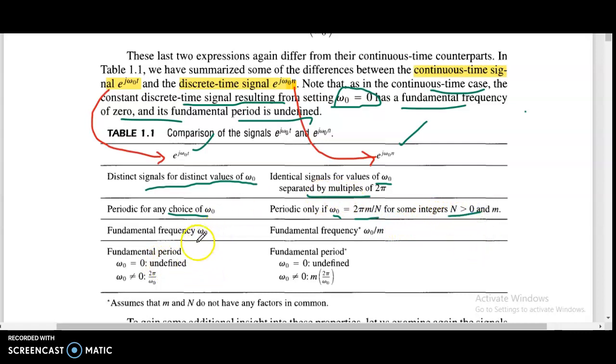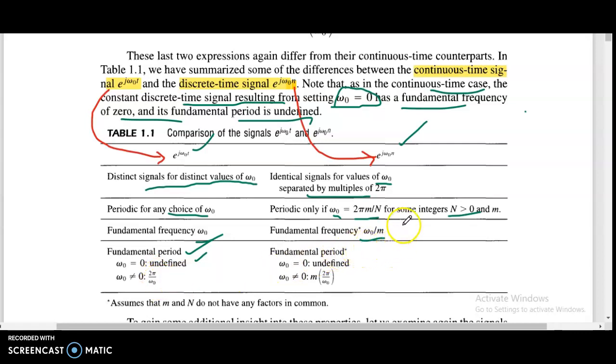The fundamental frequency here is omega naught divided by m. The fundamental period when omega naught equals 0 is undefined. If omega naught is not equal to 0, then the condition is omega naught not equal to 0, and the fundamental period is 2 pi divided by omega naught.